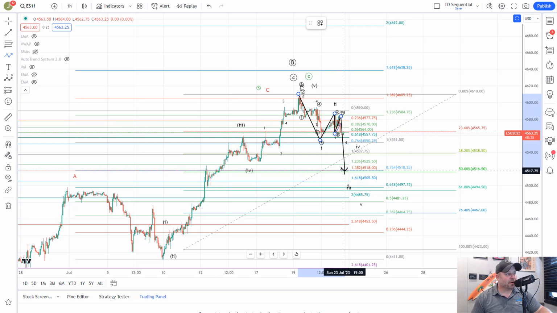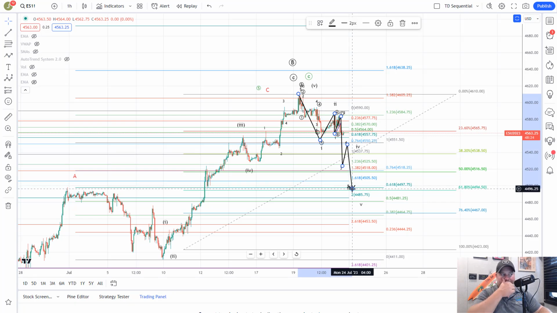45.25 region. Then we'd look for a bounce back up toward the 45.50 region, then a move down towards 44.97 to complete wave 3. So this would be the next steps in building out a 5-wave structure.